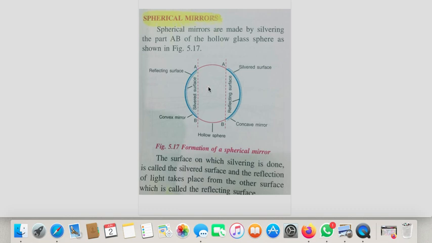Now we are going to move further and understand the types of spherical mirrors. As you can see on the screen, either the inner part can be polished, or as I said, the outer part can be polished in a given spherical mirror. Depending upon this, we term it a convex mirror or a concave mirror. If the inner part is polished or silvered, then the reflecting surface is this bulging outer part. Then we call it a convex mirror.